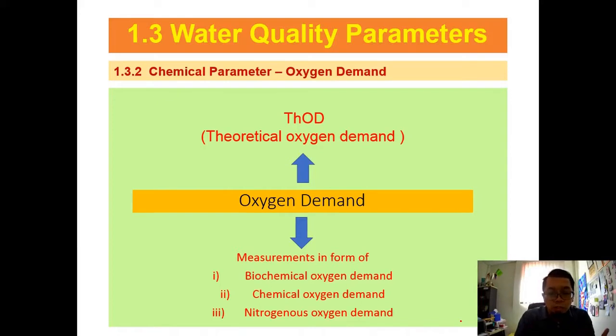So the oxygen demand we can measure based on the mechanism. Okay, based on their mechanism, either the oxygen demand is due to biochemical, chemical, or nitrogenous. So before we proceed to this measurement, we need to know what is the theoretical oxygen demand.